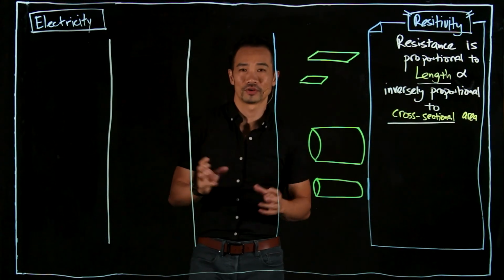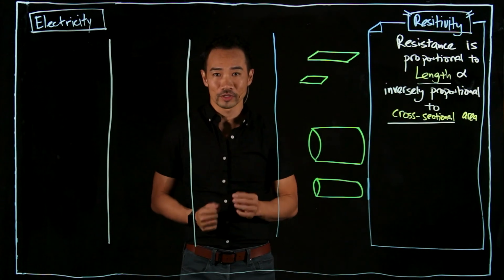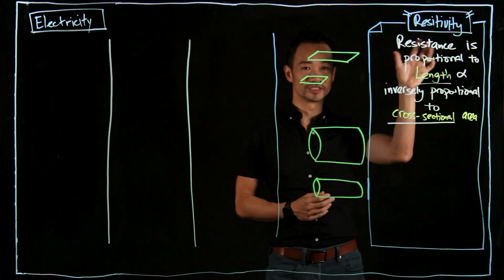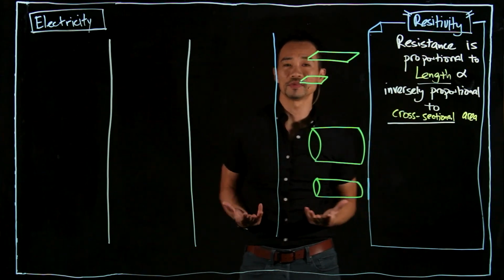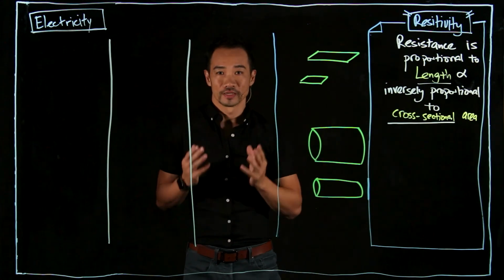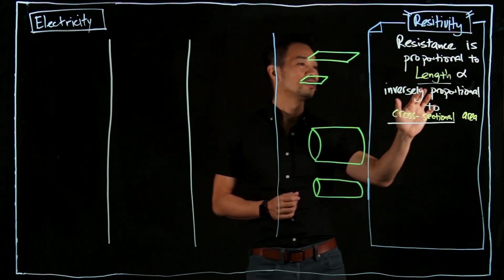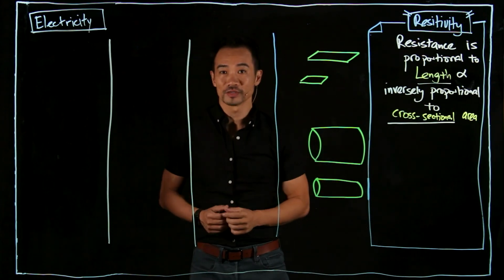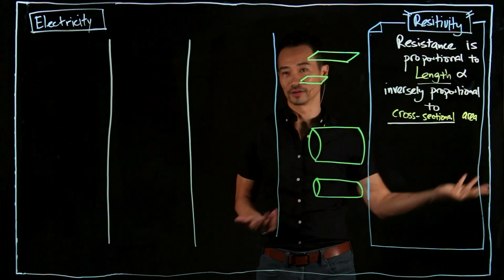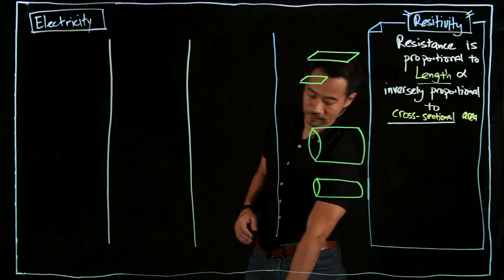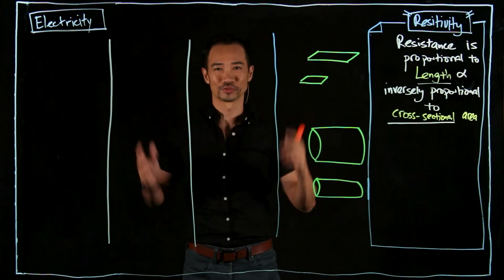Today we are going to continue on electricity, and the topic we're going to talk about is the concept of resistivity. Okay, so what does it mean? It means that resistance is directly proportional to length and inversely proportional to the cross-sectional area. Okay, quite a long definition, but after this illustration, things will become clear.